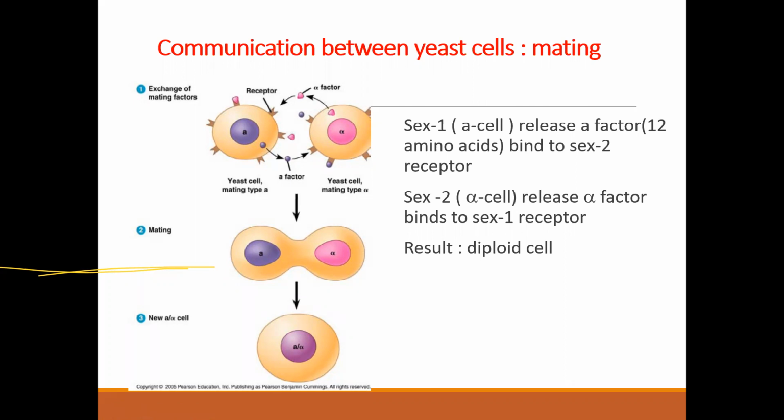At the same time, the alpha yeast cell will release the alpha factor, to check whether the other yeast cell is the opposite sex to itself or not. After they find that they are the opposite sex, mating can occur, and then they will get a diploid cell, and this seems like a cycle.